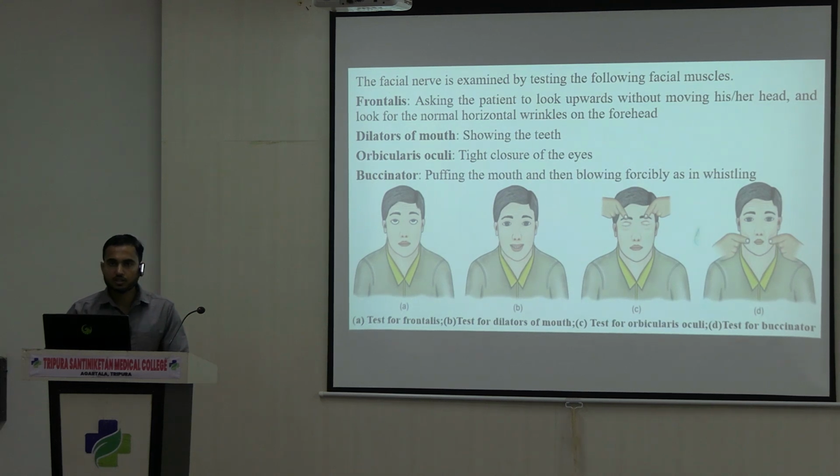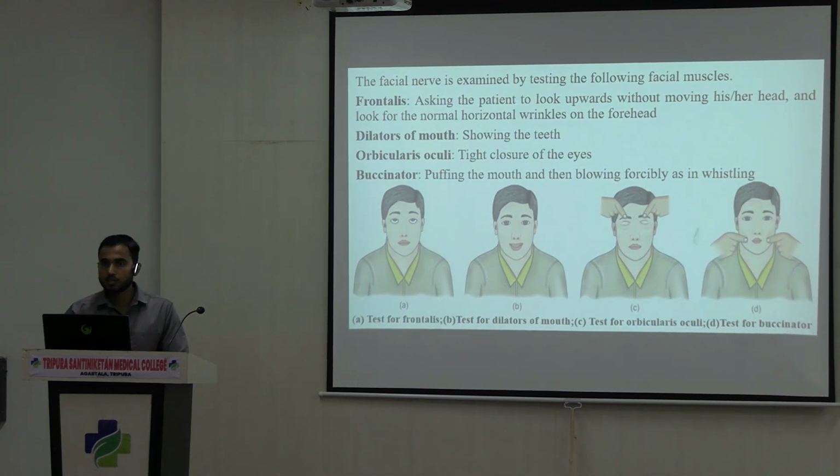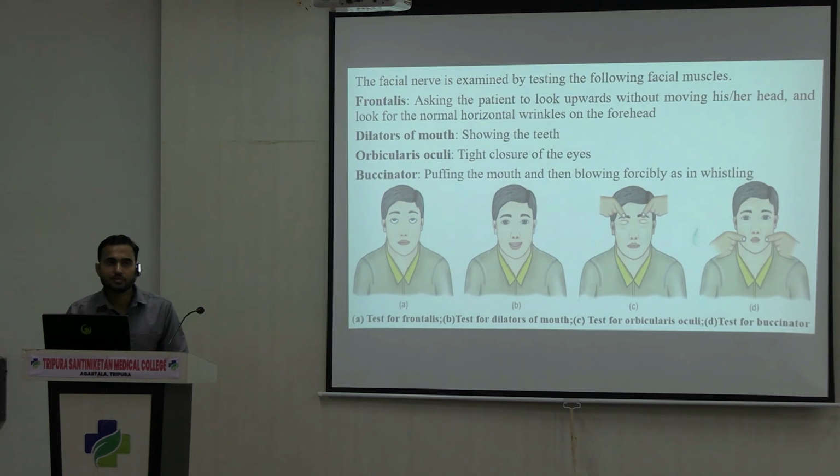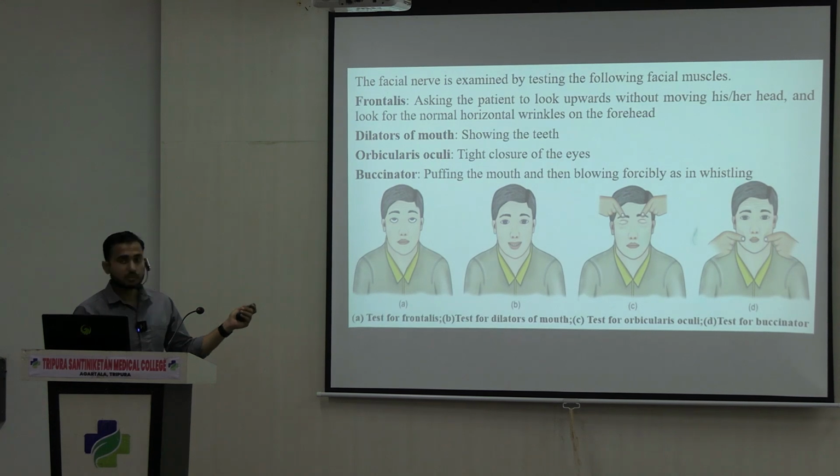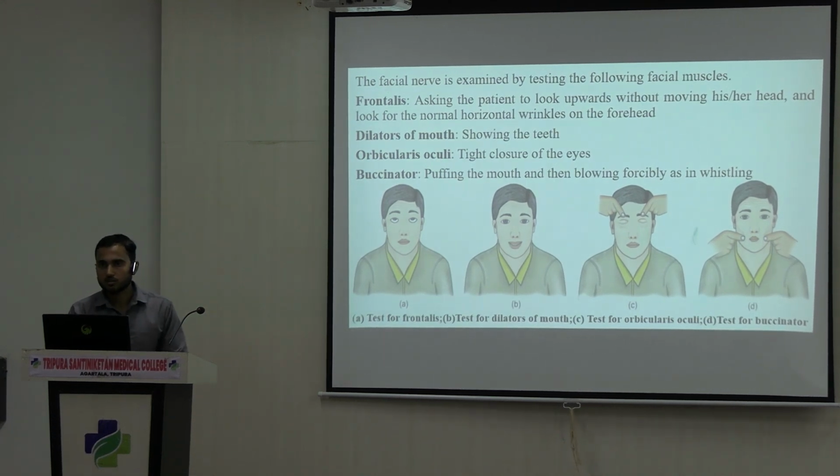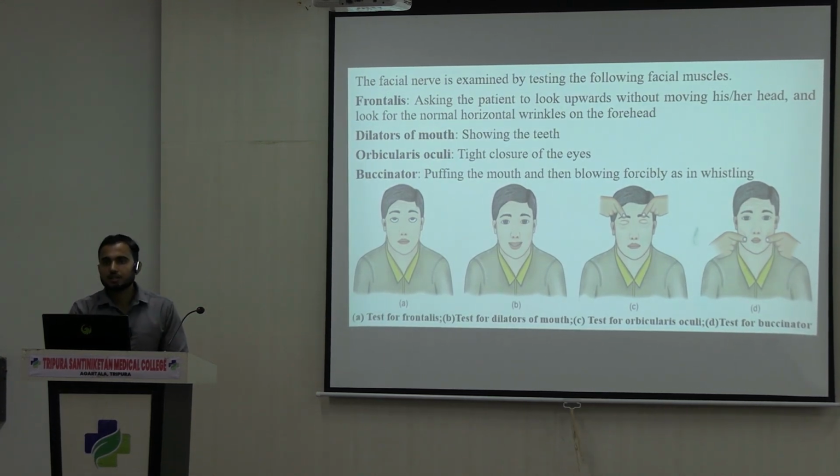If it is not appearing, suppose it appears on one side and does not appear on the other side, that means there is some problem with the facial nerve. Okay. Next, dilators of the mouth. That means you'll ask the patient to show their teeth. Mainly at that time we are checking the zygomaticus major muscle.